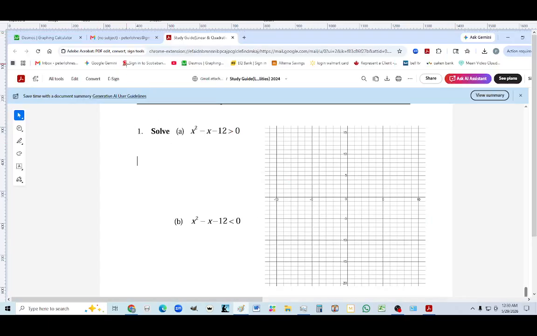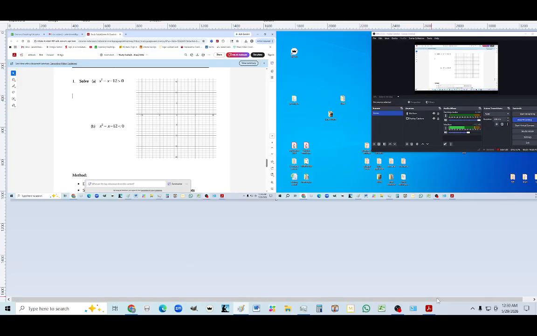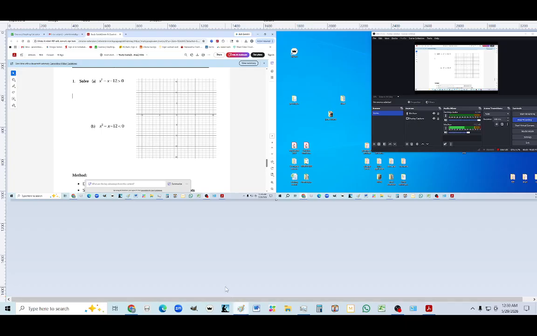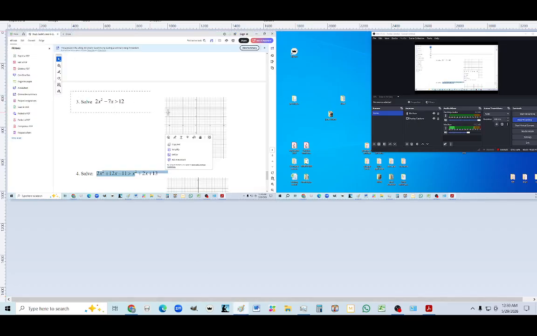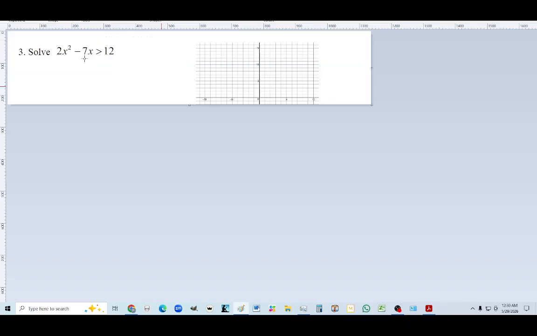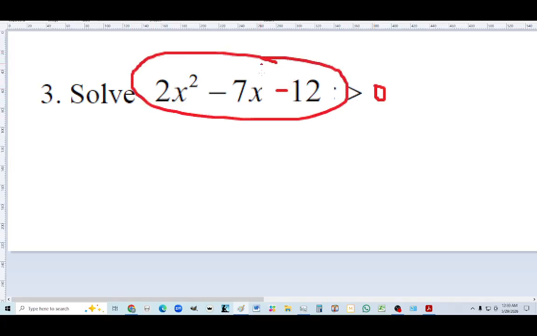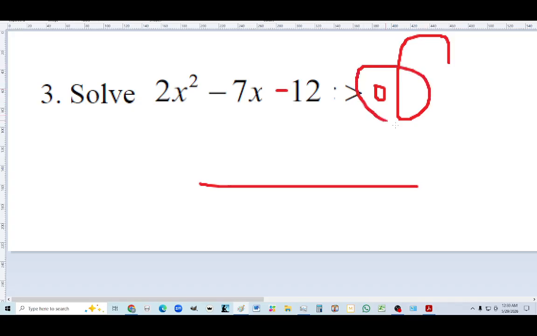So right here. Oh, it didn't even copy it for me. How painful. Okay, here we go. We've got to get the minus 12 to the one side, so I'm going to subtract 12. When I subtract 12 from the right side, it becomes 0. When I subtract 12 on the left side, it becomes minus 12. So essentially, this is saying, when is the graph above the x-axis?